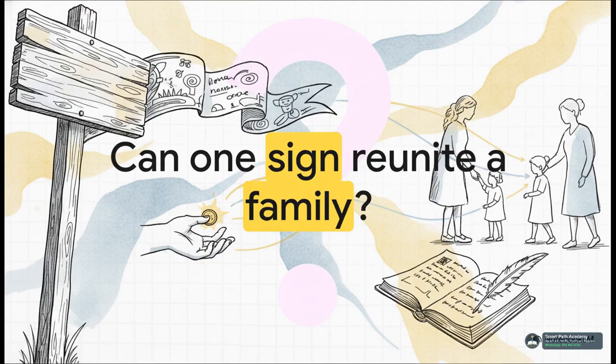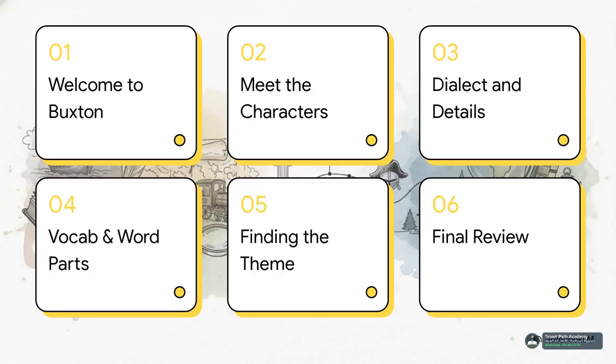Now, right off the bat, I want you to think about this. What if one sign, one child writer, and one single act of generosity could help reunite an entire family? That right there is the emotional core of what we are unpacking today. As you'll see, words and actions, no matter how small they might seem at first, can create massive ripples that change lives forever.